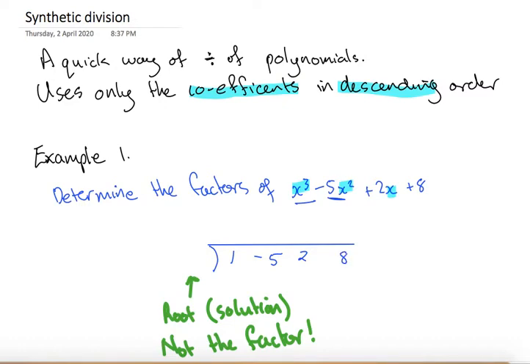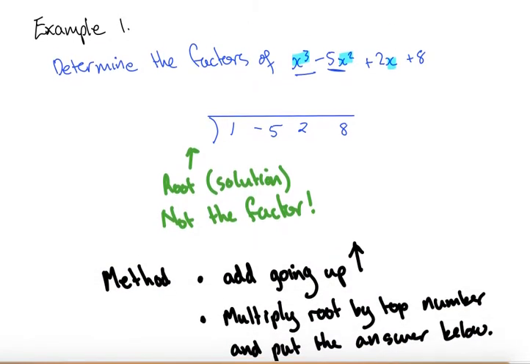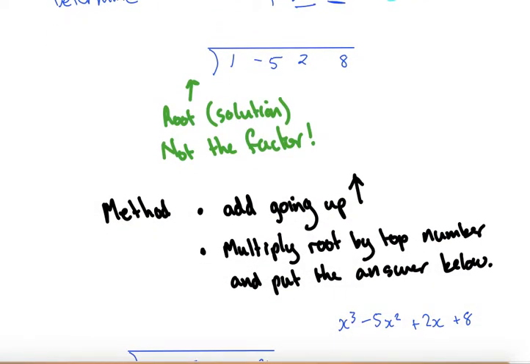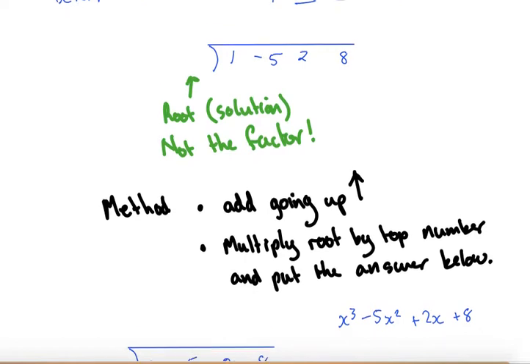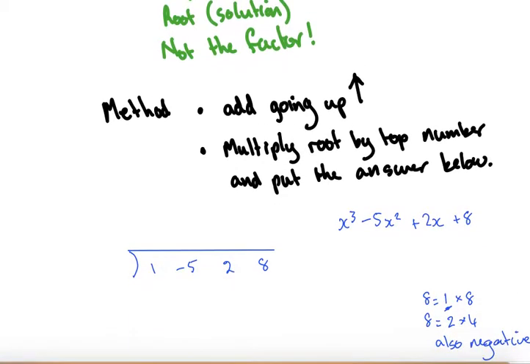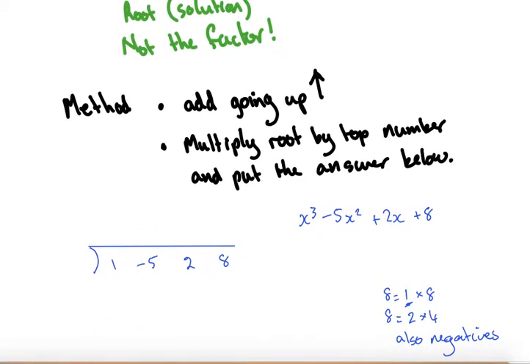We put our root in here, that's the solution, not the factor. And make sure they're in descending order. And here's the method. We add going up, and we multiply the root by the top number, put the answer below. So you always add in a vertical direction. So let's try this. Now we want the factors of 8 here, because we want the last number, 8. And so 8 is 1 times 8 or 2 times 4 or negative 1 times negative 8. So I'll just start with 1, I'll try it and see if it works.